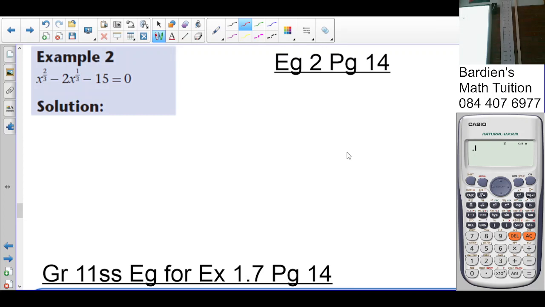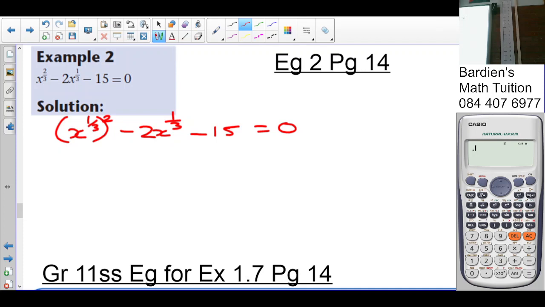We can say x to the 2 over 3 can be written as x to the third raised to the exponent 2. x to the third raised to the exponent 2. Remember, I'm going to try and write it like that variable squared. Why? So that it can be a trinomial. Not so. There's going to be x to the third squared minus 2x to the third minus 15 is equal to 0. Now what do we do?